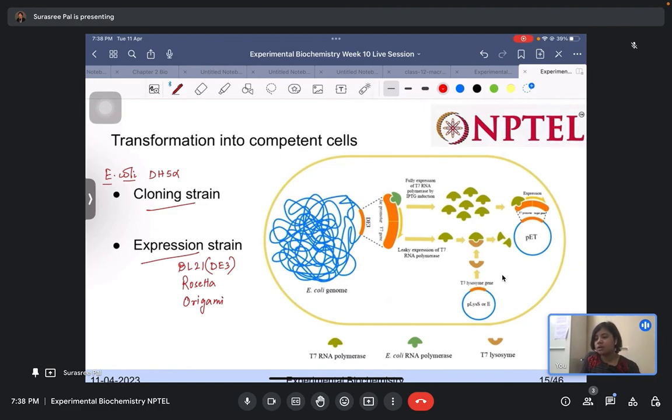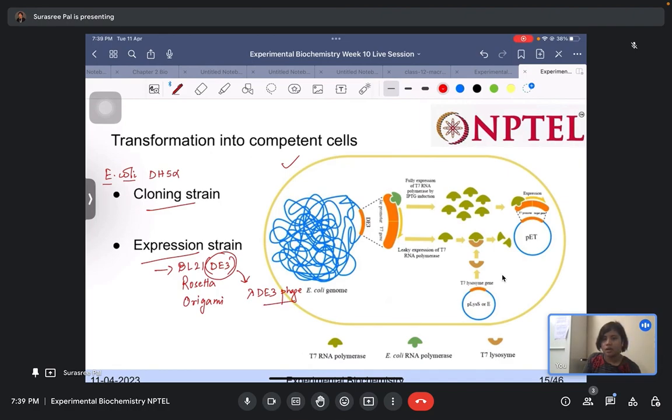So, what is the role of this BL21 DE3, for example? So, this is actually the mechanism of action of BL21 DE3. And what we can observe here is that this DE3 is actually derived from lambda DE3 phage.